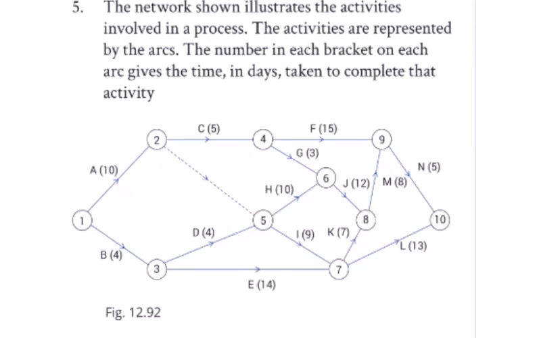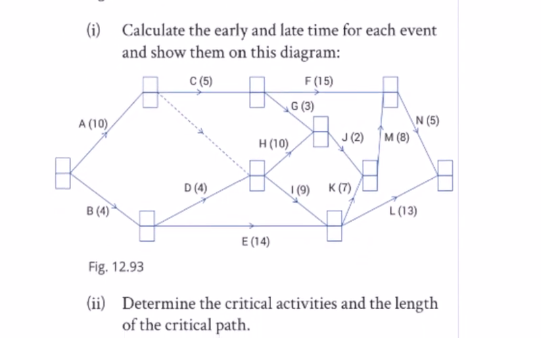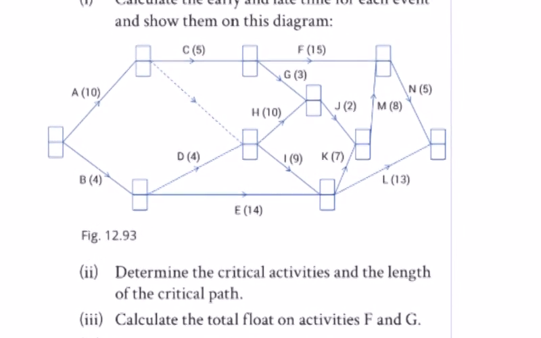Question 5, we have the network shown illustrating the activities involved in a process. They're represented by arcs. The numbers are given in time, or the time is in days to complete the activity. So what they want us to do is to complete an early and late stage time for each event and show them on this diagram here.